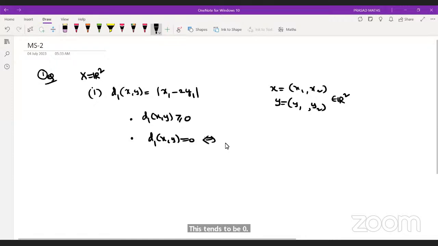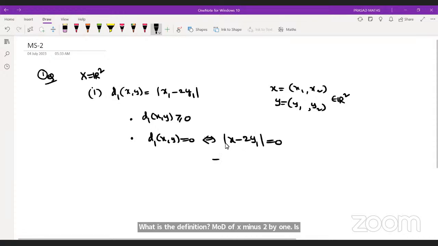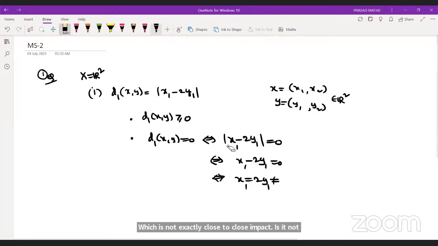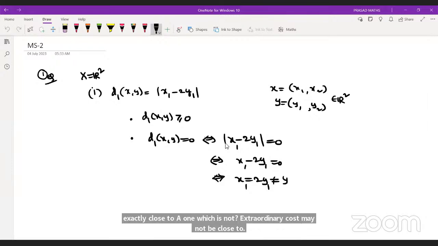What is the definition? Mod of x minus 2y1 is equal to 0. But mod is 0 if and only if x minus 2y1 is equal to 0. That is, if and only if x is equal to 2y1. But which is not exactly equal to y1, which is not x2, may not be equal to y1.